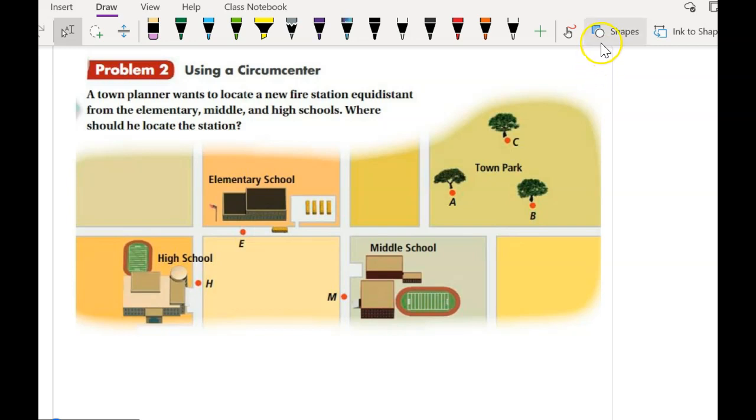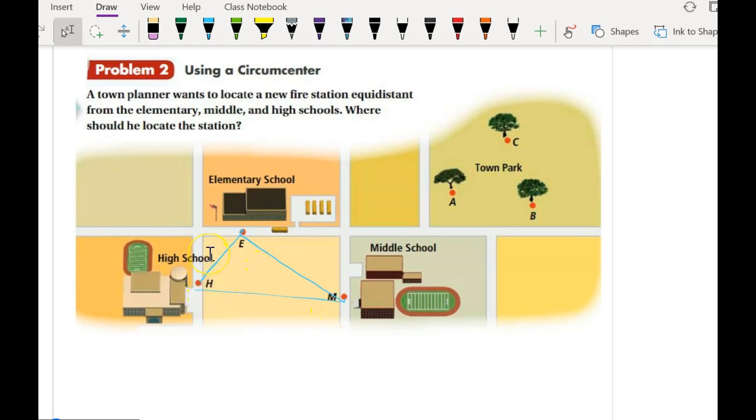So now let's look at another problem. A town planner wants to locate a new fire station equidistant from the elementary school, the middle school, and the high school. So where should he locate the station? Looking at this, first thing I'm going to do is pause and connect all of these points and form a triangle. So I've made a rough approximation of getting these connected.